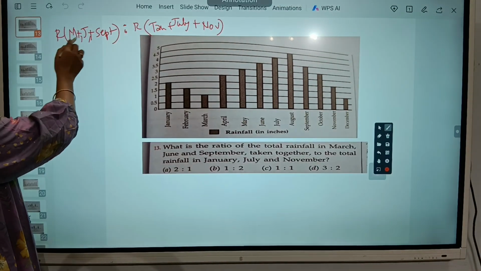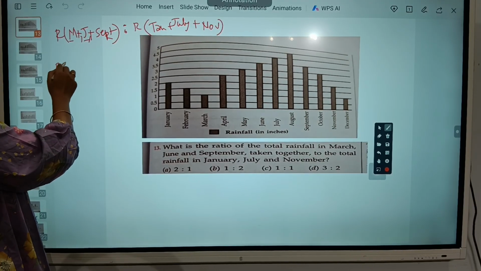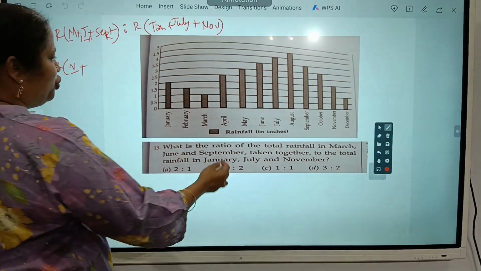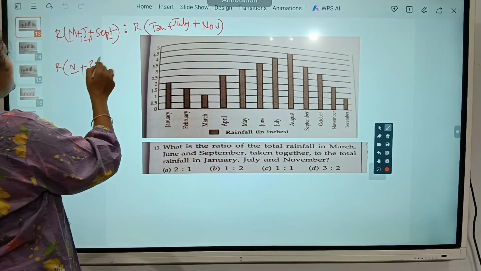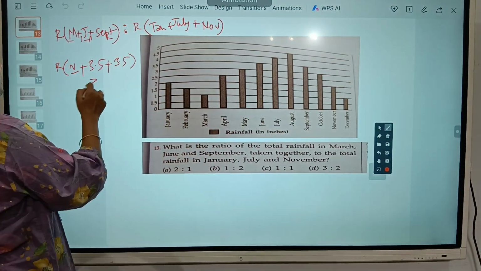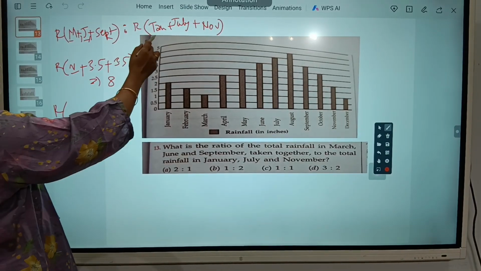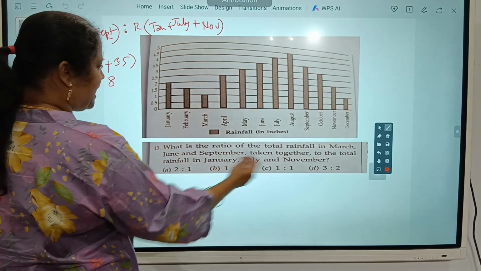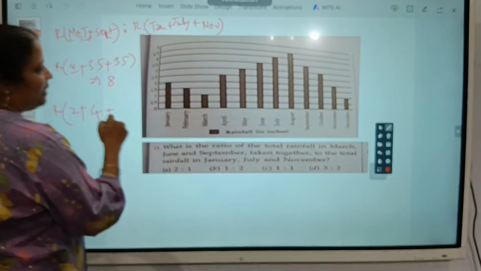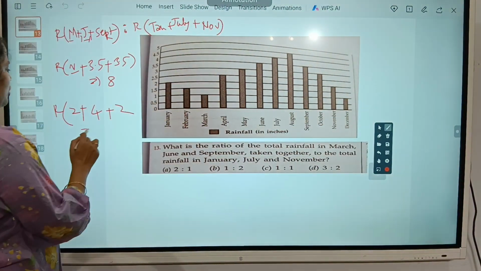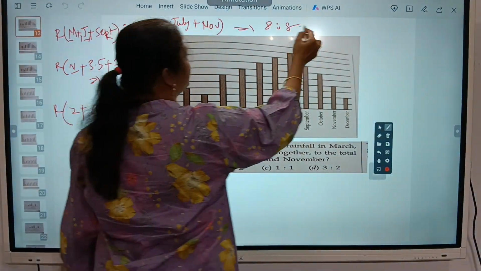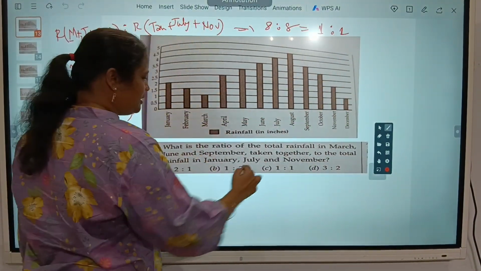So rainfall in March, June, September is: March 1 inch, June 3.5 inches, September again 3.5 inches. So it is coming to 8. Rainfall in Jan, July, November: Jan it is 2, plus July it is 4, plus November it is again 2. So it is coming to 8. So 8 is to 8 is equal to 1 is to 1. The answer is this one, C.